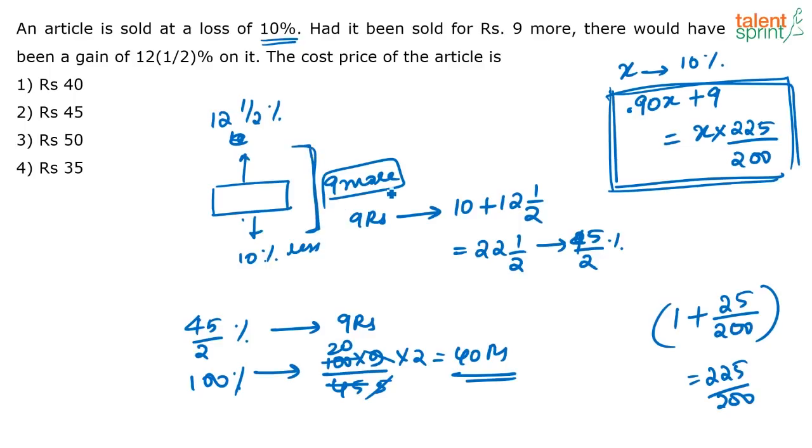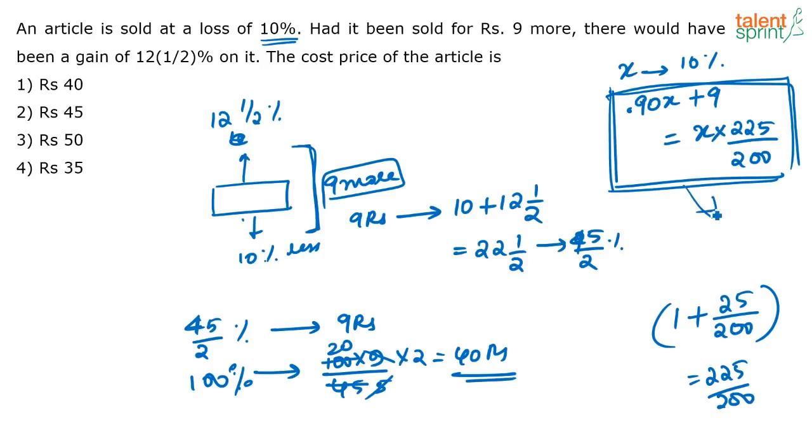So what does this 9 rupees account to? This accounts to this 10 plus 12 1/2. Correct? Or it accounts to 45/2% of the value of the article. So 9 rupees accounts to 45/2% of the value of the article. So what is 100% of the value of the article, or what is the actual value of the article? Cross multiply and you get it as 40 rupees. I hope it is clear now. Yes, this is the normal way in which you would solve it.